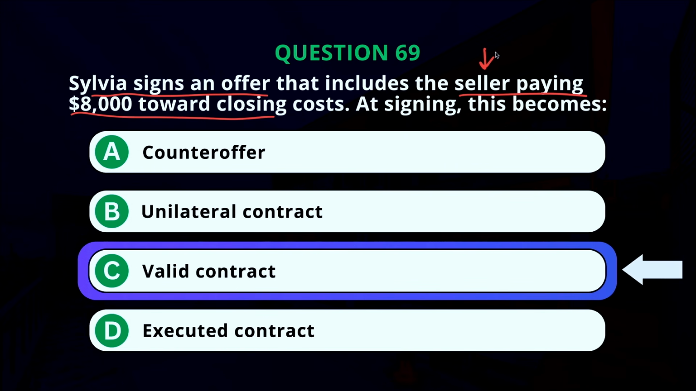What we know based off of what is being said to us in these two sentences is that we have seemingly a valid contract. So in my opinion, I would have picked letter C, valid contract, with the amount of content that's being offered in this particular question.